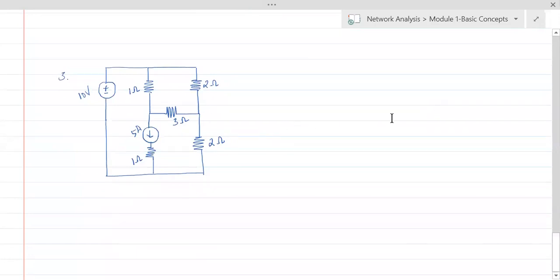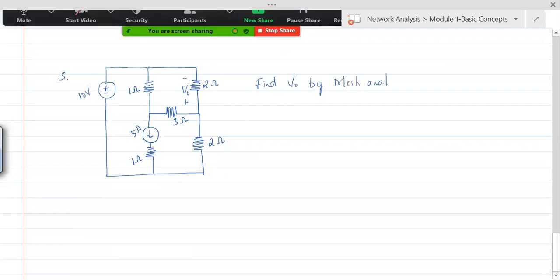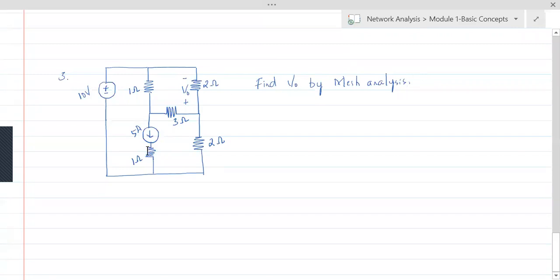What you have to do here is, I'll write here. There is a V naught given here, minus plus. So what they're asking is find V naught by mesh analysis. Everybody just listen here. This is something that is new. See here, we have a resistor in series with the current source.